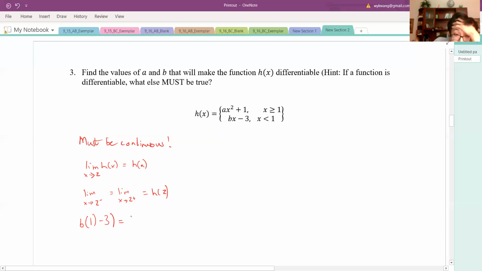When x is greater than 1, we're using this equation. So a times 1 squared plus 1, right? And this must equal the same thing because we're plugging in 1. When x is equal to or greater than 1, it's the same equation. So I can write this out again, but we don't have to. Plus 1, because these two are obviously equal. So the only question is whether these two are equal. Well, we're calculating for what they would be equal to.